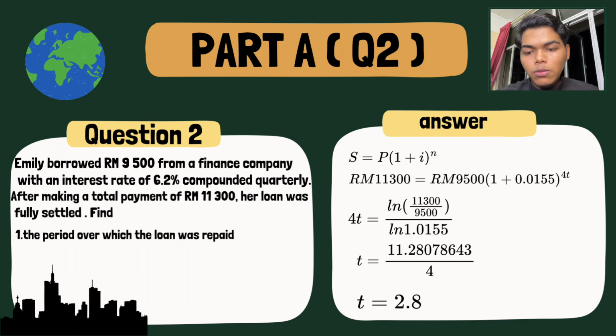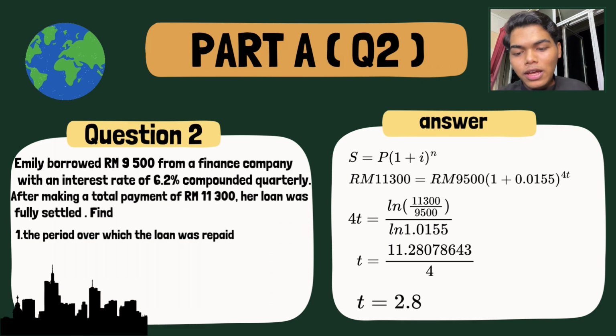So we use accumulated amount equals principal bracket 1 plus i to the power n. 11,300 equals 9,500 bracket 1 plus 0.0155 to the power of 40. We use n equals 40 from the loan, 11,300 over 9,500 over 1.0155. So for t, we got 2.8 years.